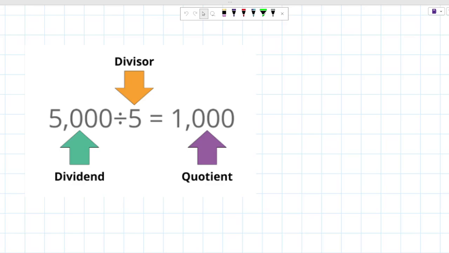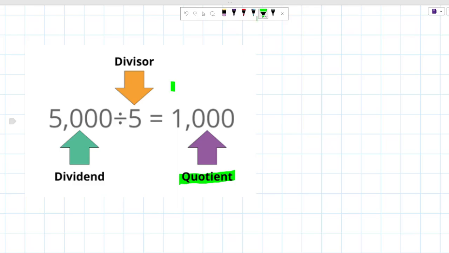So the word in this vocabulary that you might be most familiar with would probably be quotient. And the quotient is usually what sometimes we describe as the answer to a division problem. It's going to be what this division expression evaluates to. So 5,000 divided by 5, that equals 1,000, so 1,000 would be the quotient for this problem.